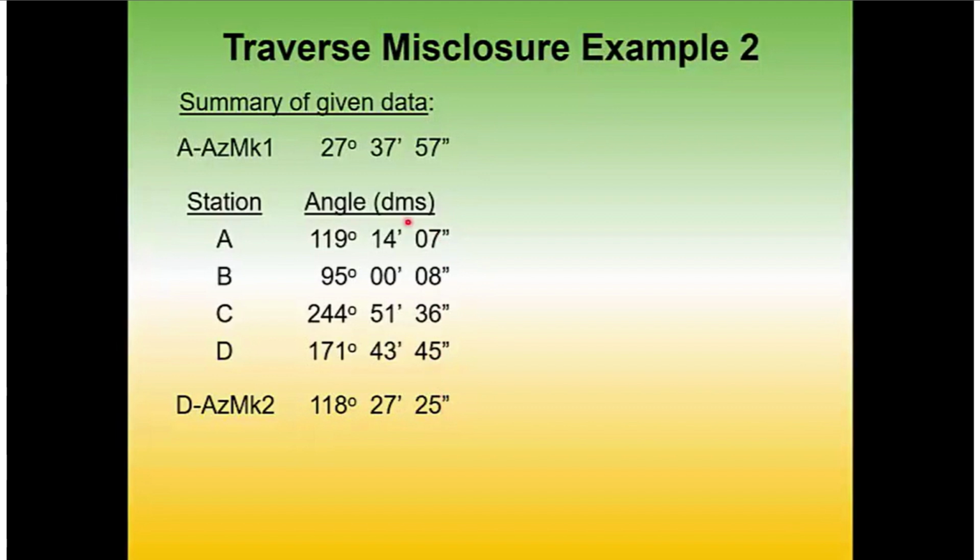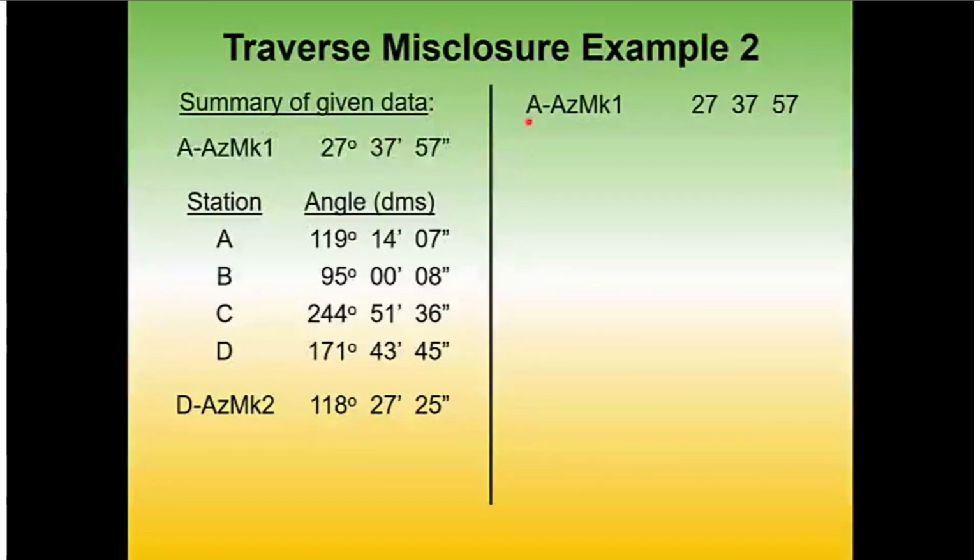What we would like to do is, taking this data right here and with this beginning information, compute what this azimuth should be. So let's set up a table and look at what the azimuth should be. We'll start with the given azimuth sitting at A, looking at azimuth mark 1. We know the direction is 27, 37, 57. And so we're sitting at A, looking at the azimuth mark 1 and turning to B. We can just simply add the angle at A. There's no need to compute a back azimuth.